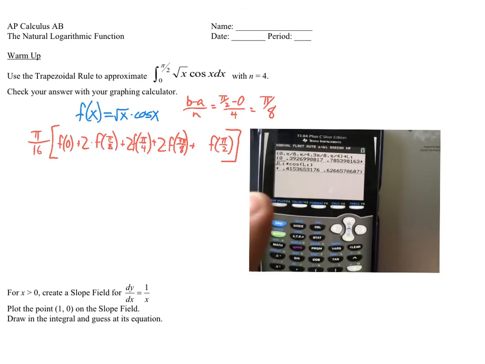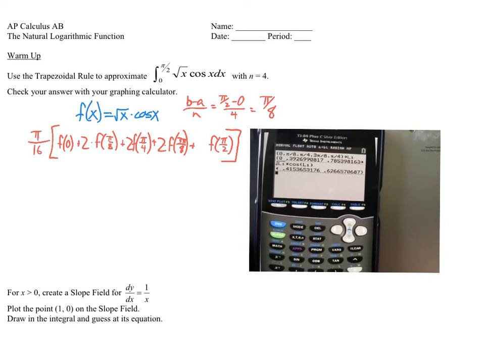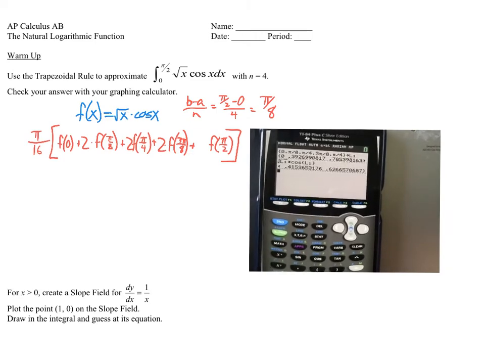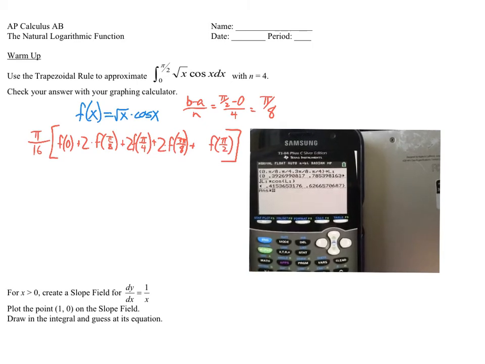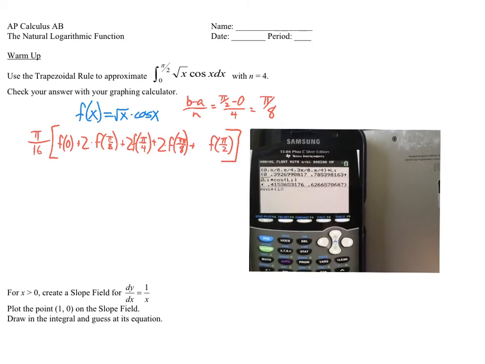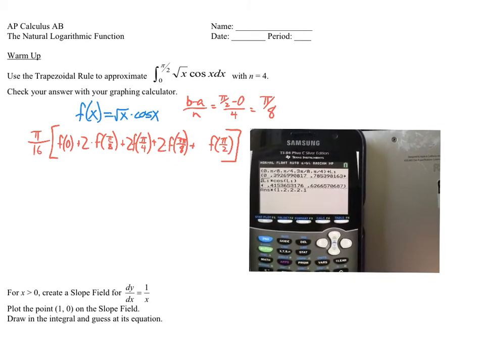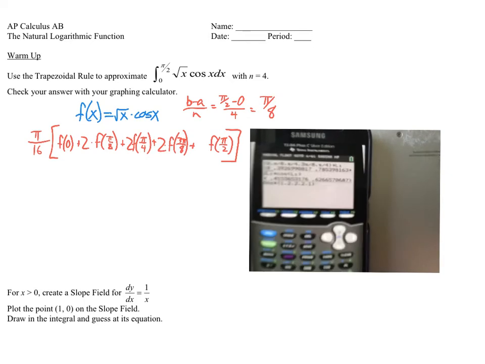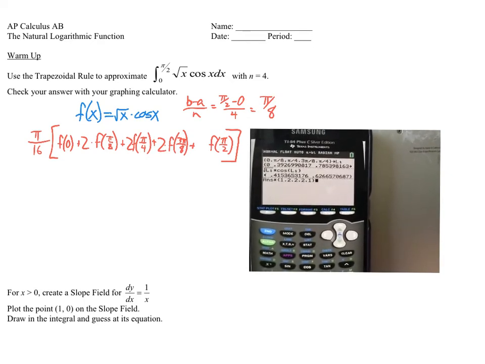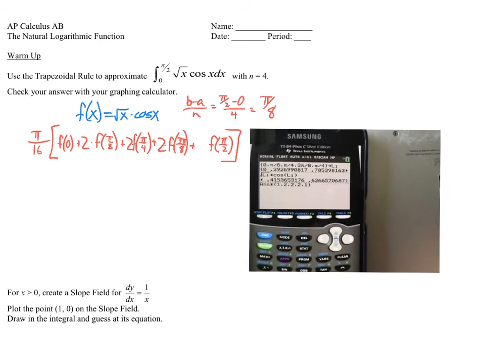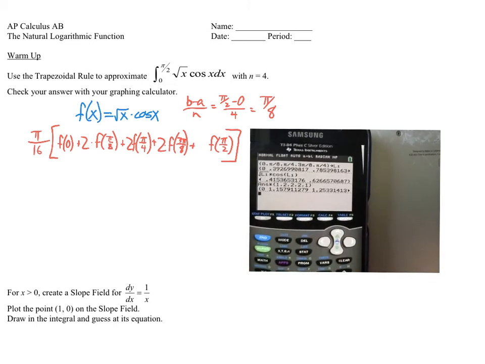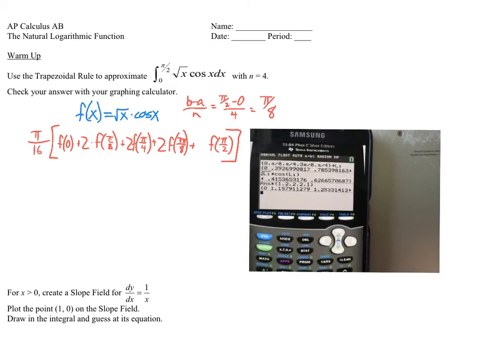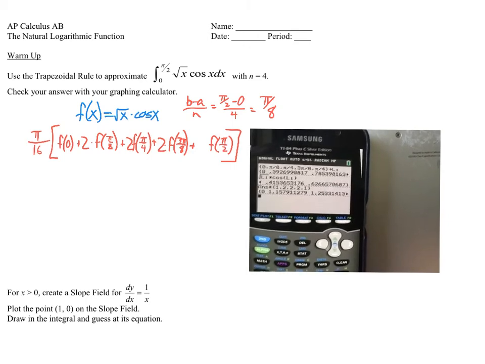Okay, so now we got to think about what we need to do with that. Well, the first and last one I just need 1 of, but the middle 3 I need to multiply by 2. So I'm going to actually do times another list, and I'm just going to put 1, 2, 2, 2, 1. Okay, and what that'll do is multiply the first and last terms in that list by 1 and the middle 3 by 2. So I do that. And now those are all the terms in this list. Those are all the terms that are in the brackets over here that I eventually have to multiply by pi over 16.